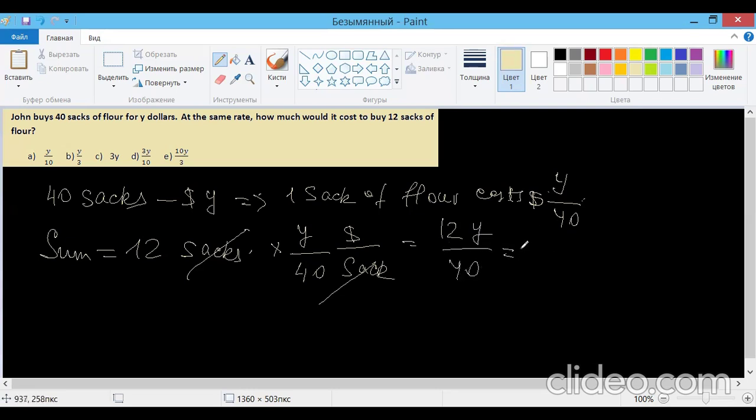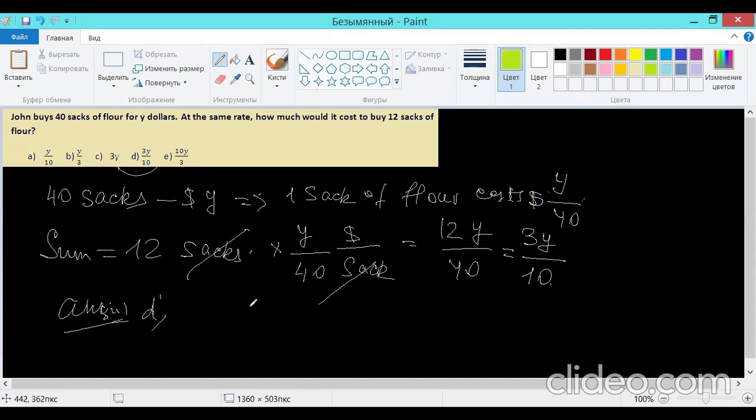So we can simplify this fraction by dividing both the numerator and denominator by 4, and we will get 3 times Y over 10. For that reason, the right answer is D. The right answer is D.